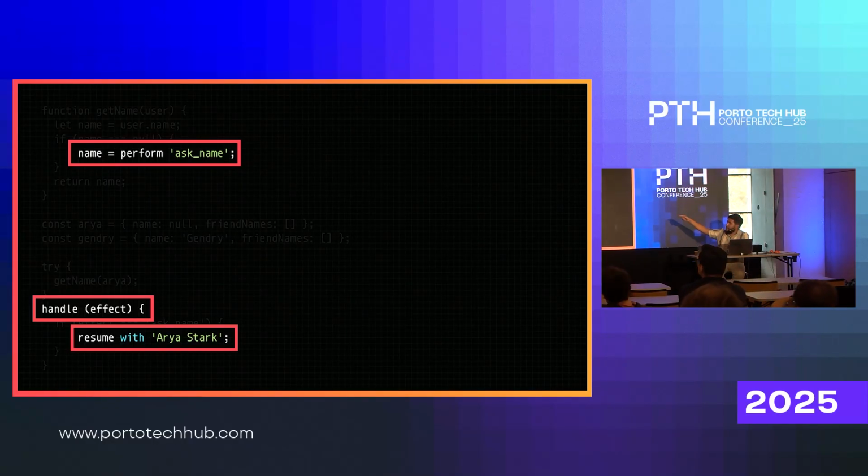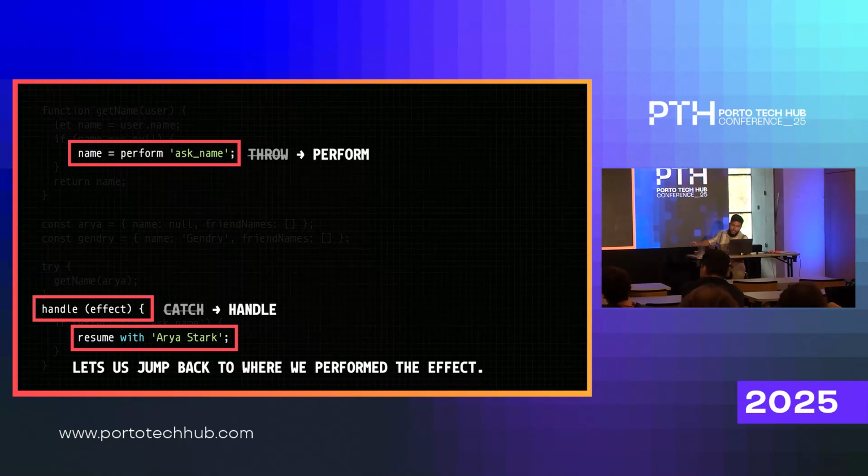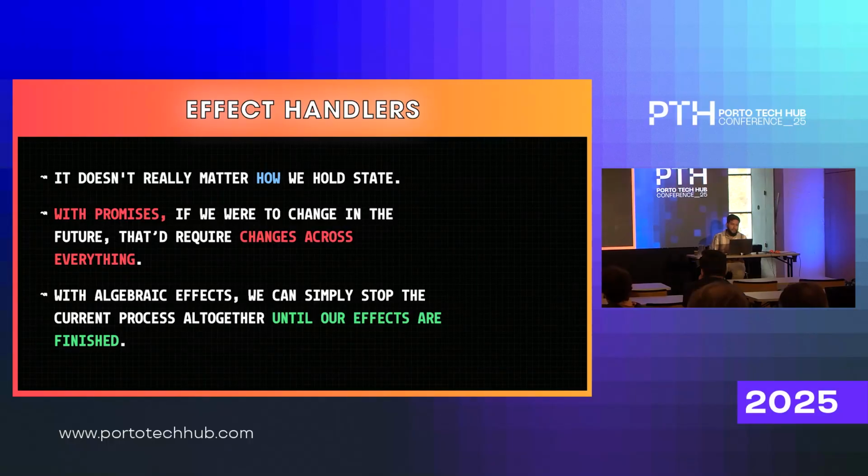So we have name, perform, and you're performing an effect, and then you have a handle block, and you resume with a certain value. So the first part, you can think of it as if you had a throw, try, catch pattern, but instead of throw, we have a different reserved keyword, in this case perform. Instead of catching an effect, we are handling it. And then this resume with would be something analogous to the continuation we talked about, where basically we're jumping back to where we first executed the effect. And you can see that there's no need for async await or anything like that.